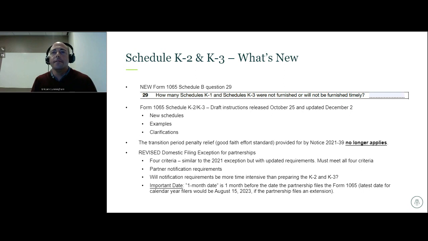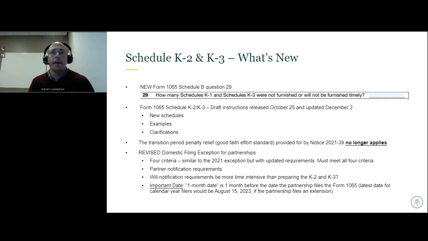Unfortunately, the exceptions remain very limited, but there are circumstances where it could apply. And so I think it's helpful to walk through this domestic filing exception. So just a quick highlight, and then we'll go into the details. But there's generally four criteria to meet this domestic filing exception. We had something similar in 2021 that now in the draft instructions has been clarified and has a lot more detail that we'll go through. But we still have this four criteria.